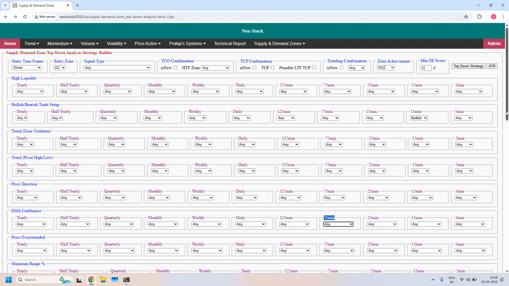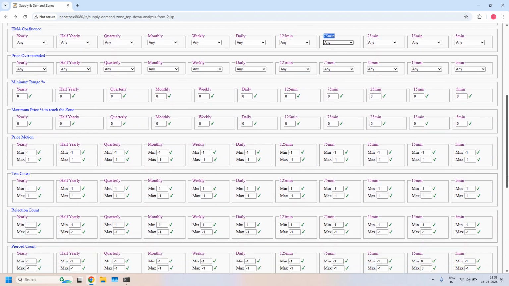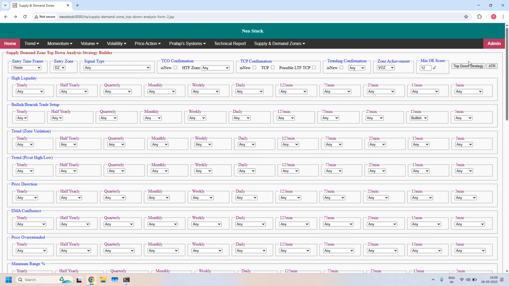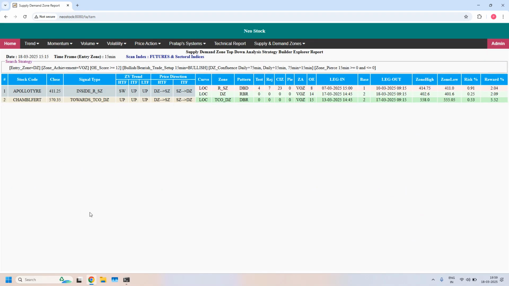Removing EMA filter. In the demand zone confluence, we should set 3 filters. First filter is already enabled, 15 minutes with 75 minutes demand zone confluence. Next filter is 15 minutes demand zone with daily demand zone confluence. Next, 75 minutes demand zone with daily demand zone confluence. With all the 3 filters, we got 2 stocks.